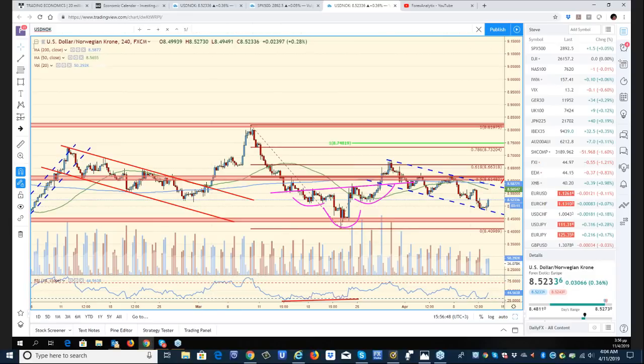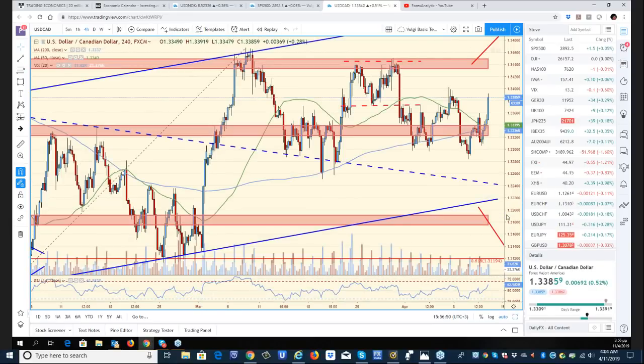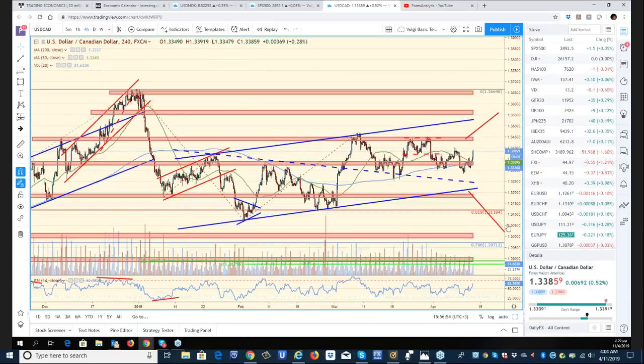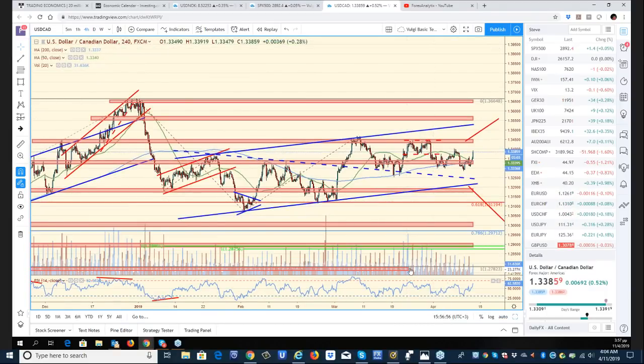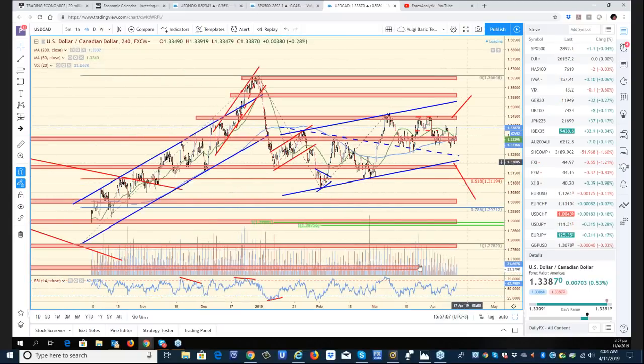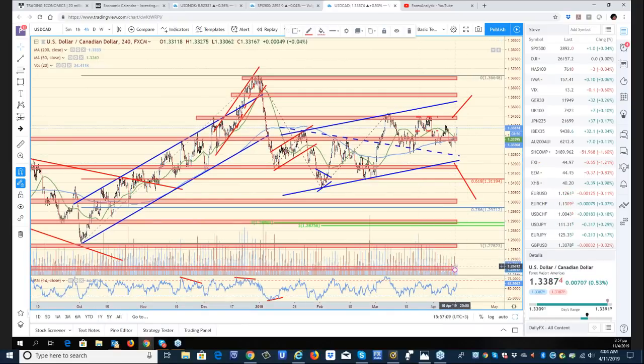Let's go to the USD CAD on the 4-hour chart. As you see, the USD CAD remains in this ascending channel. Quite choppy price action. There's no question about it. So what's going to happen from here? I have absolutely no clue, because I can easily make both a bearish and a bullish case.